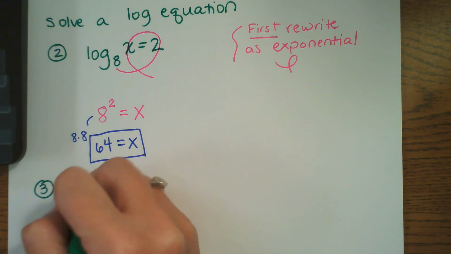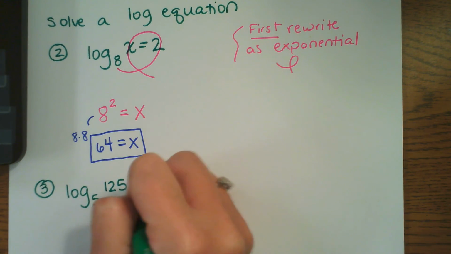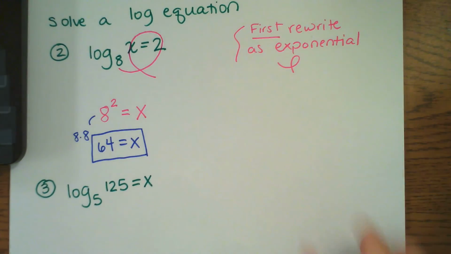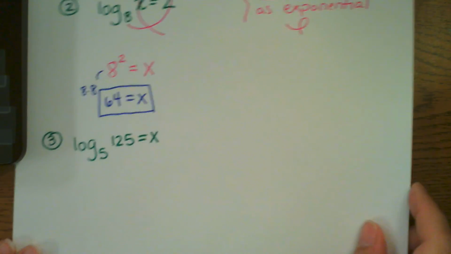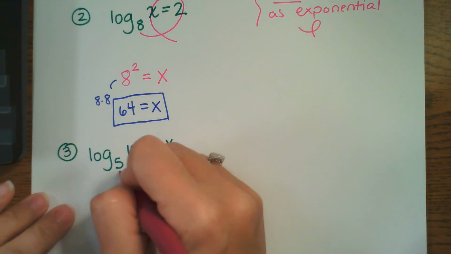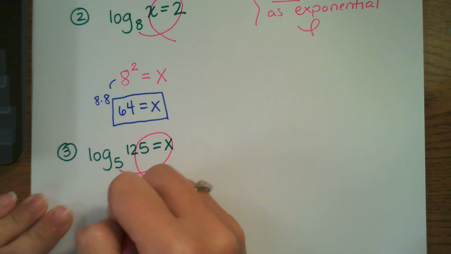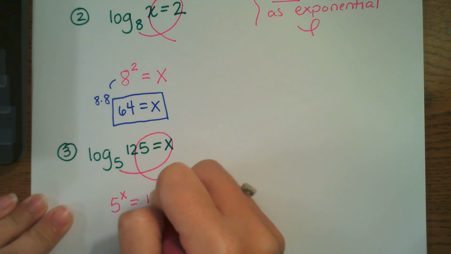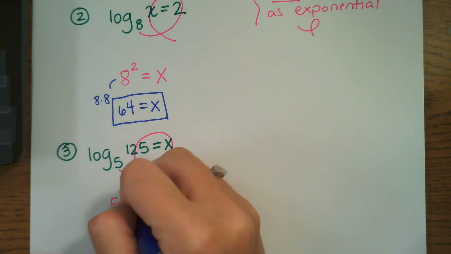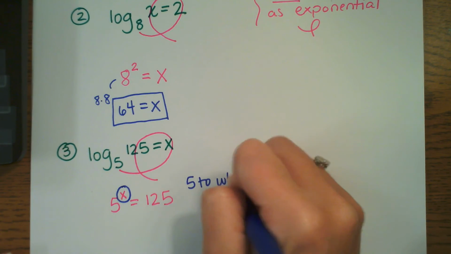So on these equations, they sometimes put x in a different place. Like on this next one, log base 5 of 125 equals x. We're going to do the same process, but when we get to the answer, we're going to have a little bit of a different question. So first we rewrite 5 to the x equals 125. So this time, they're asking us about the exponent. 5 to what power?